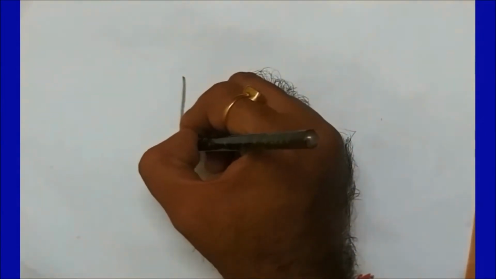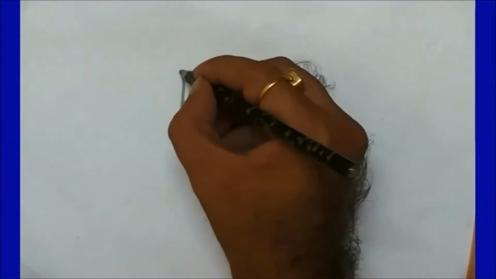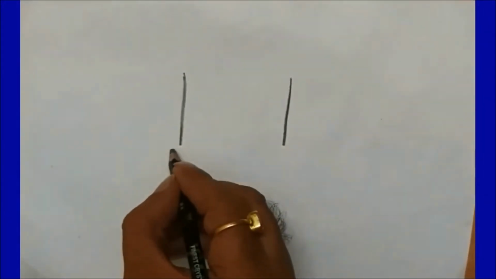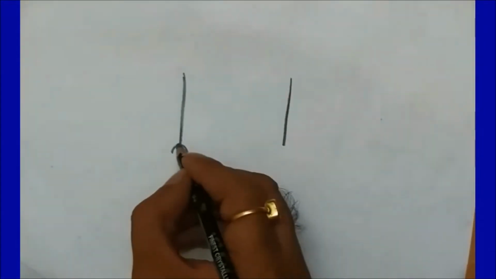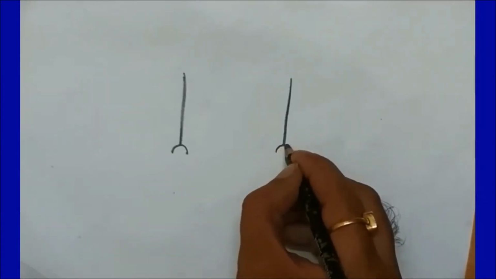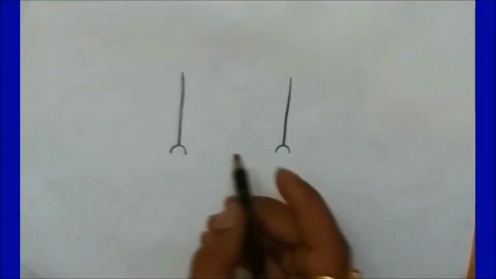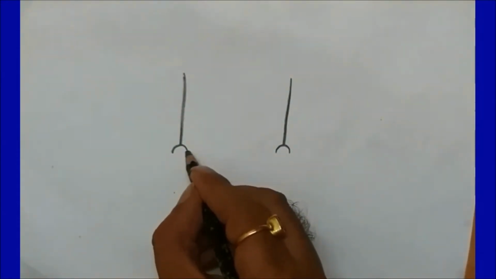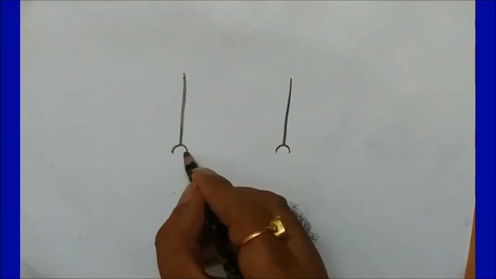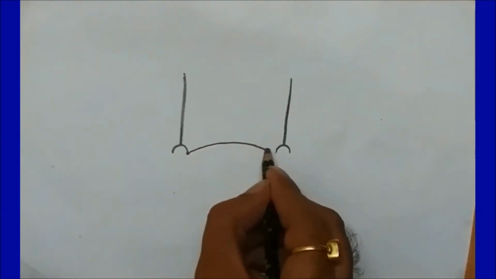one more straight line, equal, it should be equal. Now one small curve connecting to the standing line, one small curve again on the second line, one big curve touching from one point to another point, one curve.